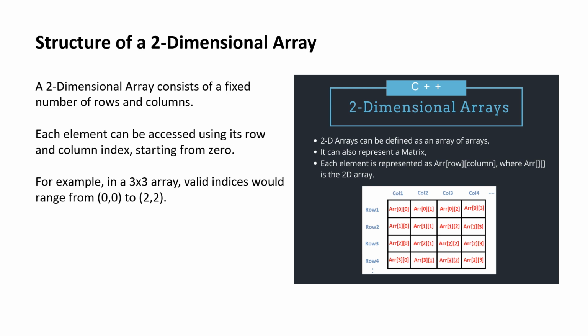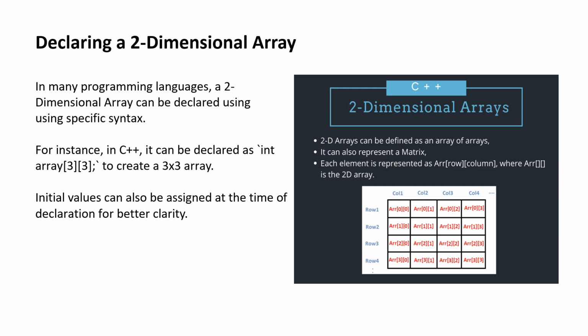Structure of a two-dimensional array. A two-dimensional array consists of a fixed number of rows and columns. Each element can be accessed using its row and column index starting from 0. For example, in a 3 by 3 array, valid indices range from 0,0 to 2,2.